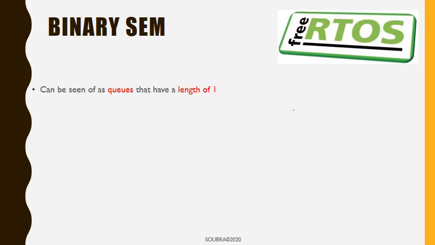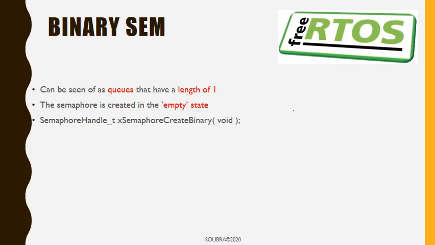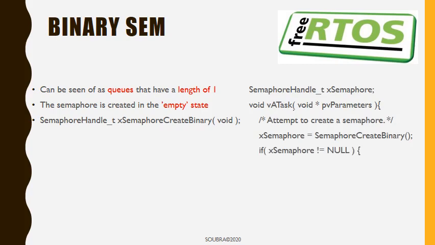Alright, so this one can still be seen as a queue. However, this time it has a length of only 1. It is created unavailable, and the system call here is an easy one. All we have to do is create a binary semaphore. Fair enough. So we're seeing the example here. See, no parameters at all. All we have to do is ask to create a binary semaphore and use the handle we're declaring here.